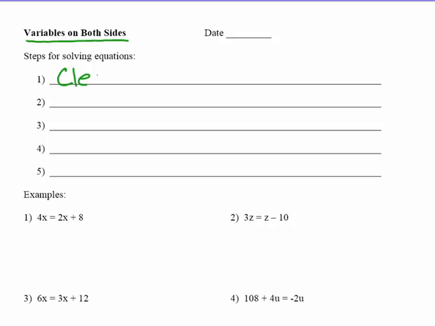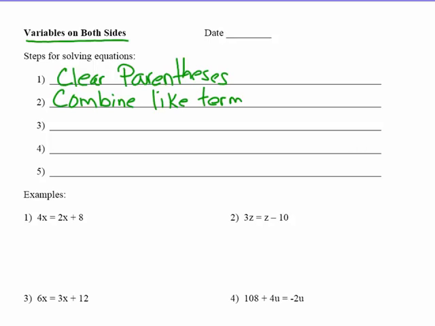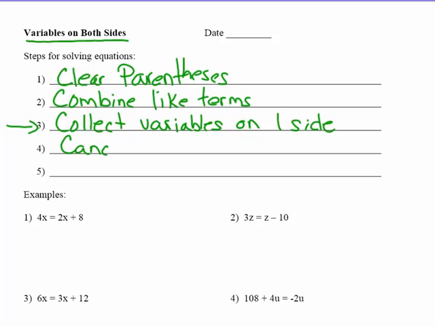We still have to clear the parentheses. Then we're going to combine our like terms, right? So those two haven't changed. This is the new step, right? So my new step is to collect the variables on one side. Some people say cancel because you're really adding or subtracting. Some people say that you're going to move them to one side, get them on one side, all the same thing, but I'm going with the C thing. Then we're going to cancel our constant, and then we're going to cancel our coefficient.